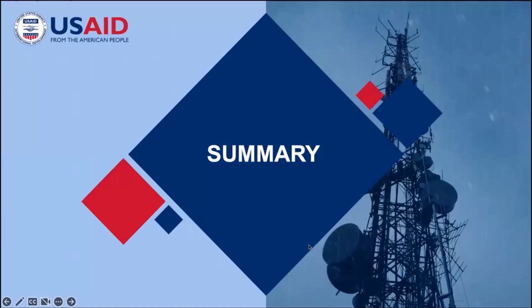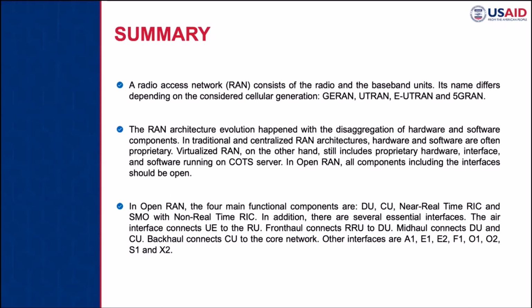Okay, so that's just in time. Summary of today's lecture. We have learned that the radio access network, RAN, consists of the radio and baseband units, the RU and BBU. The radio access network name differs depending on the considered cellular generation, whether it's GSM EDGE RAN, Universal Terrestrial RAN, Evolved or Enhanced UTRAN, and 5G RAN. This RAN architecture evolution happened with the disaggregation of the hardware and software components, brought about by the virtualization and software-defined networking.